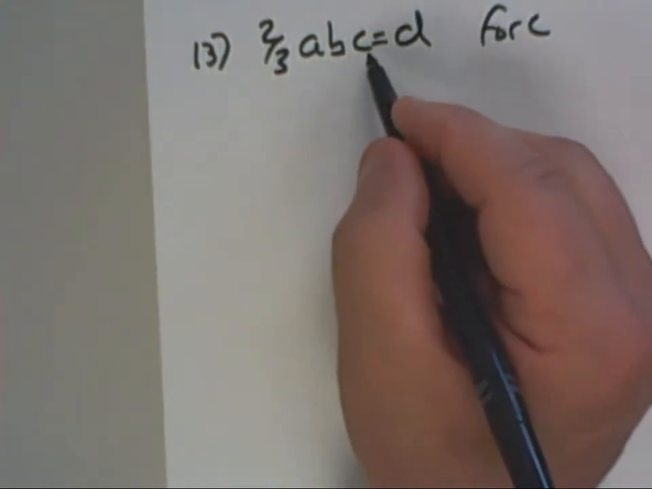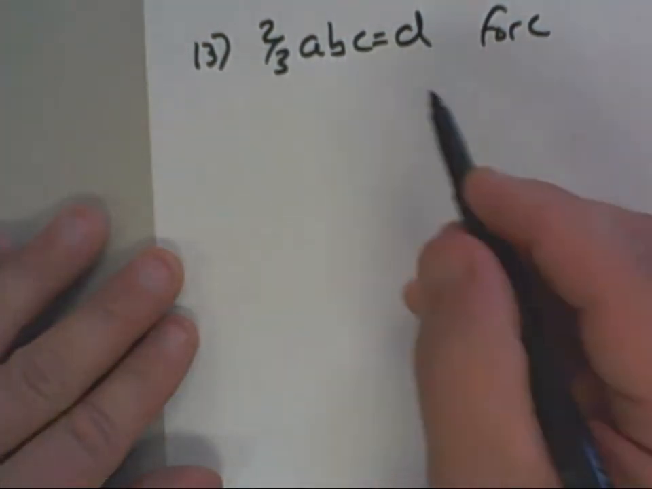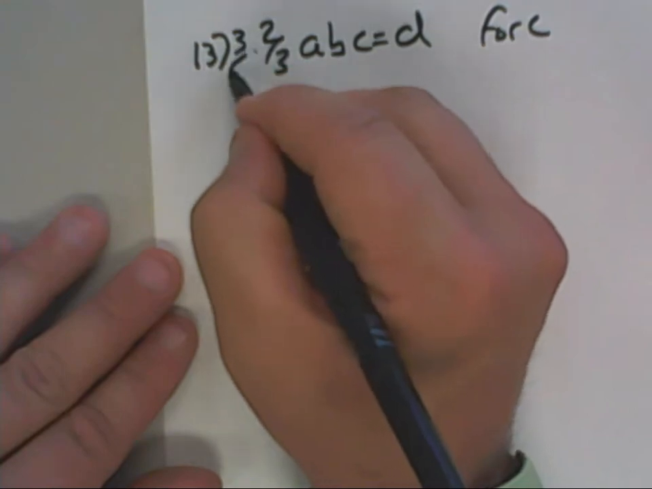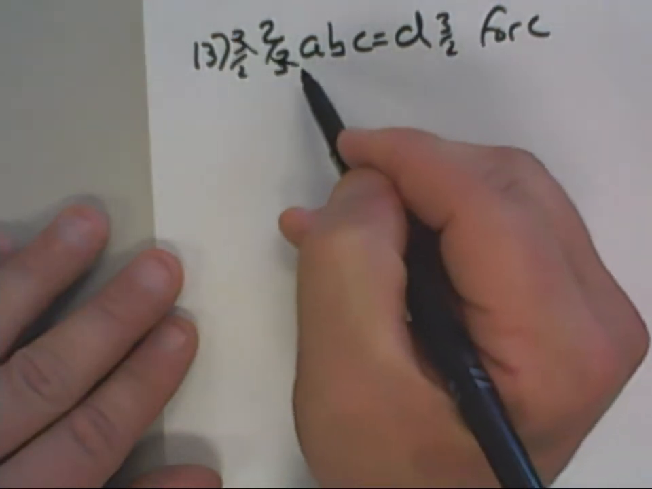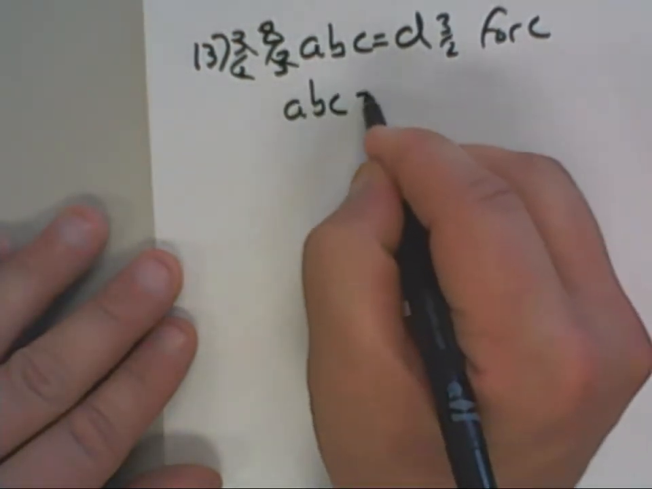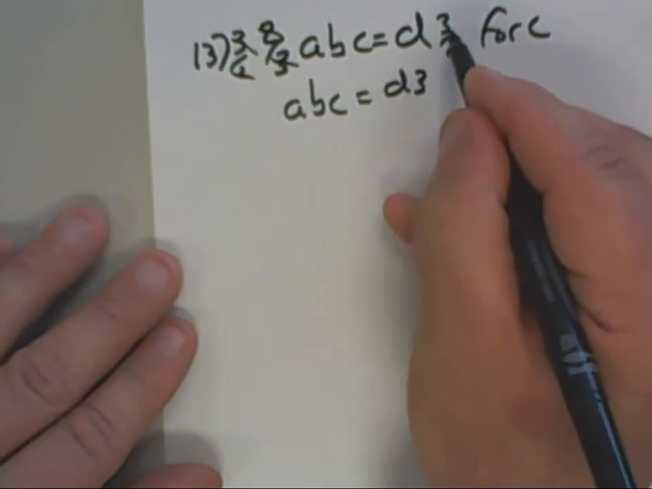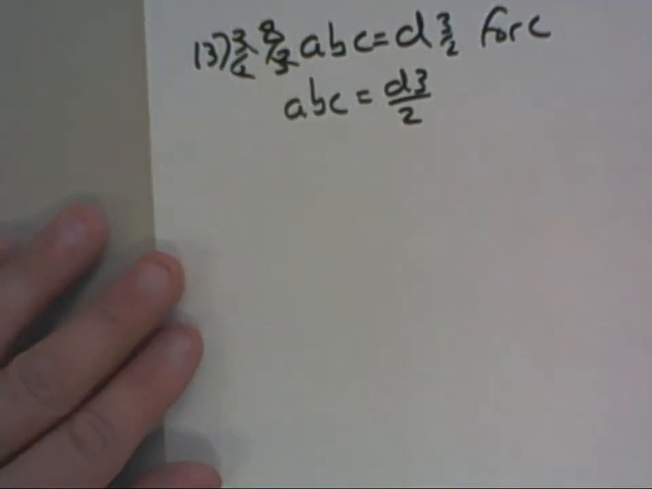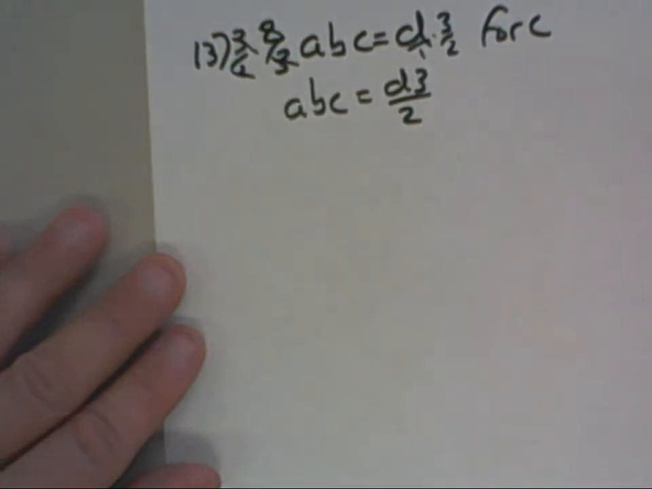So I'm going to start by getting rid of multiplying by 2/3. And so to do that, I would multiply both sides by 3 over 2, the reciprocal. That way the 3's would cancel out, the 2's would cancel out, and I'd be left with a times b times c equals d times 3 over 2. Because I'm multiplying, and I could put d over 1.